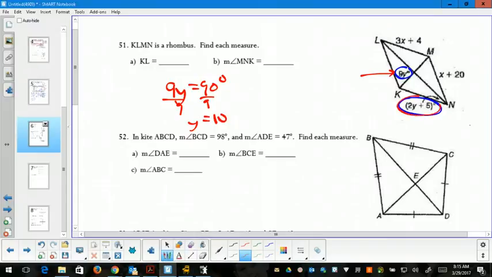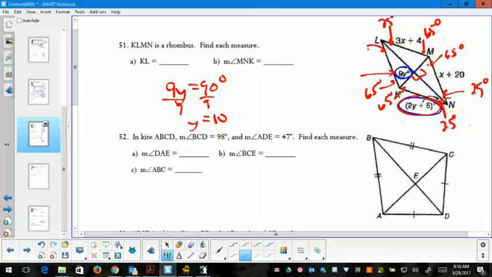Plug that 10 in down here. That makes this little tiny angle 25 degrees. Guess what the one next to it is? 25 degrees. This is a right triangle, so can I find these angles here and here? Yeah. 180 minus 90 is 90, minus 25 is 65 degrees here. And that's also bisected, so that's 65. These are both 65. These are both 25 because we've got congruent triangles in our rhombus. Even more congruent than we have in our kite.